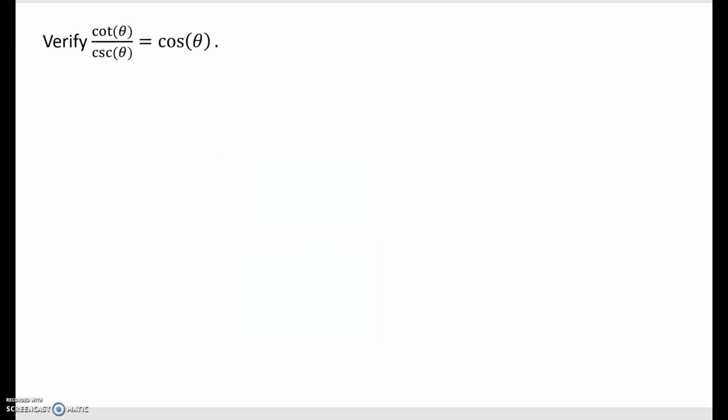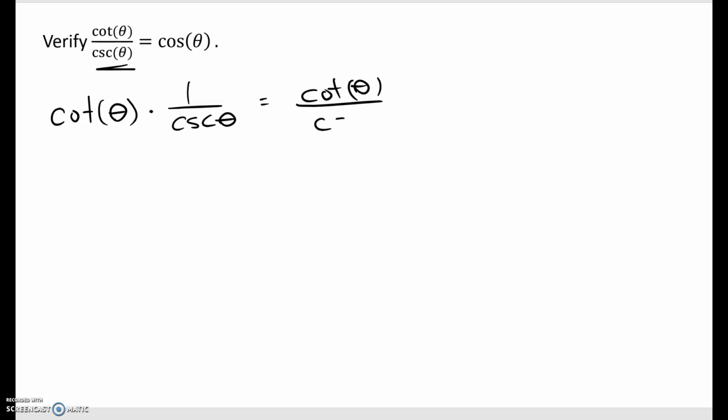Okay, so let's look at this one. If we're going to verify that cotangent of theta over cosecant theta is equal to cosine of theta, well, we're going to start with the more complicated side, which would be this side right here. So the first thing I'm going to do is separate them. Because notice if I multiply them together, this would come back to cotangent of theta over cosecant of theta. Okay, so I'm just going to separate them out.